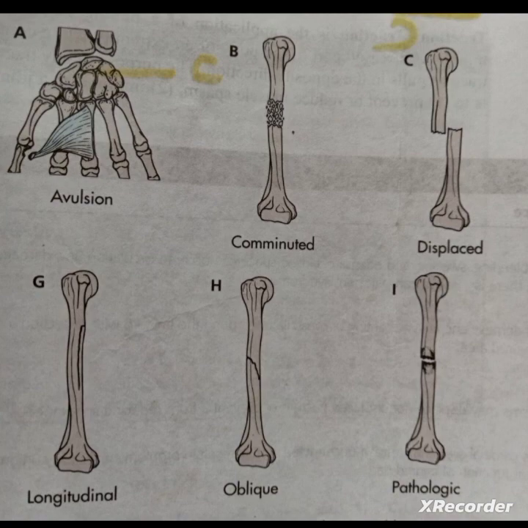Next one, pathologic fracture. Pathologic fracture is a spontaneous fracture at the site of bone disease. For example, if the patient has cancer or osteoporosis or any bone infection, that may cause a spontaneous fracture of the bone. That is known as the pathologic fracture.